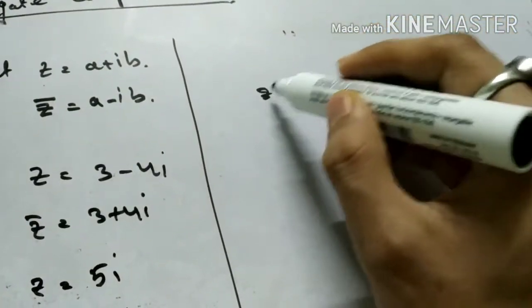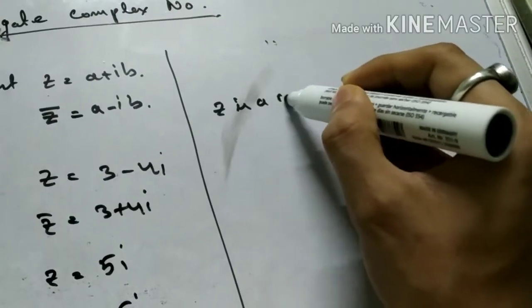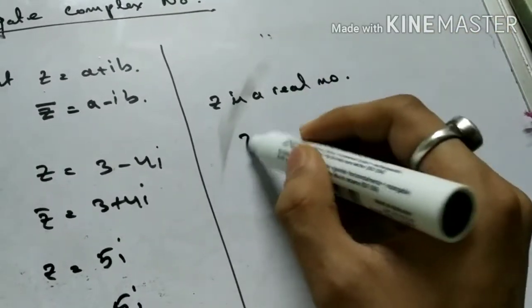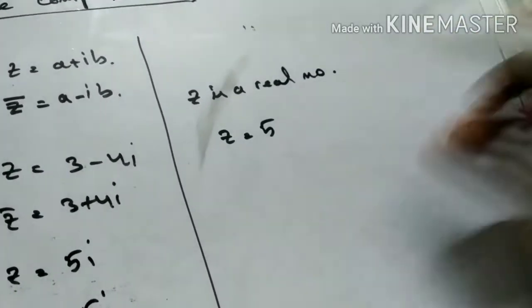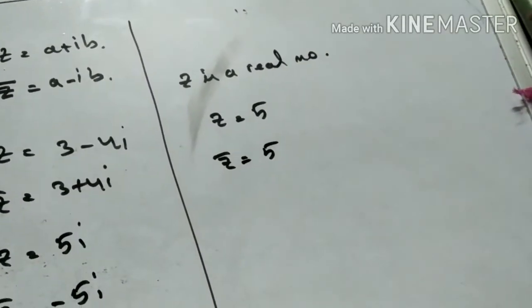Understand? So, if Z is a real number, that means the complex number Z is a real number. For example, like Z is equals to 5. Imaginary part is 0. Z is equals to 5. Z bar will be 5 only.